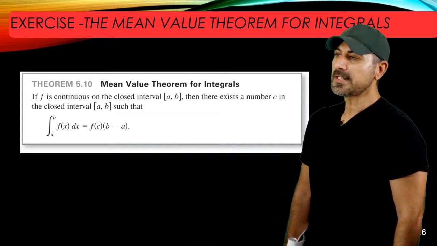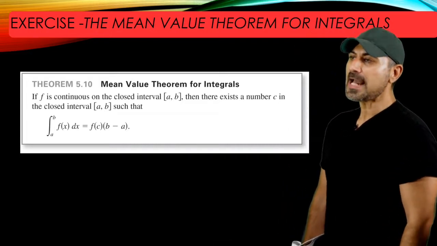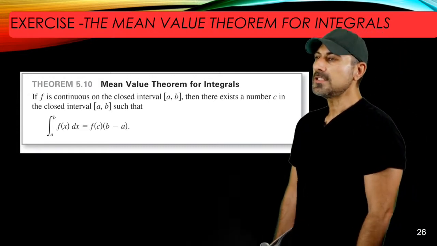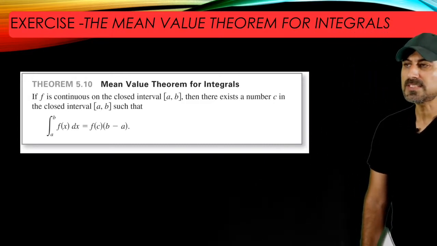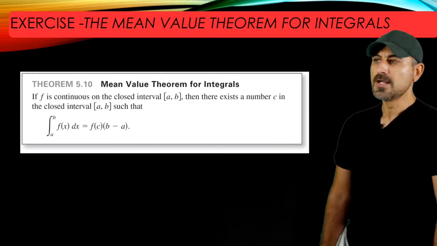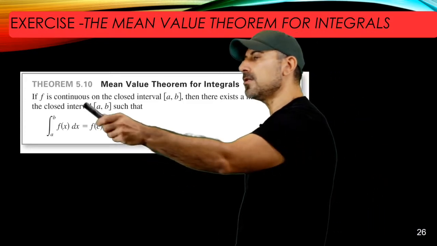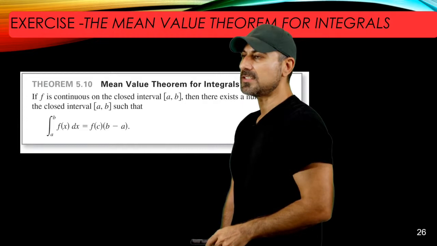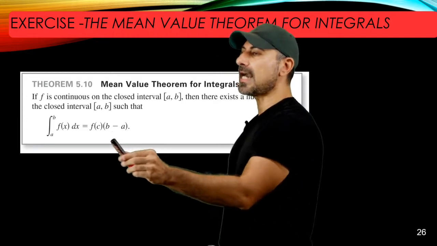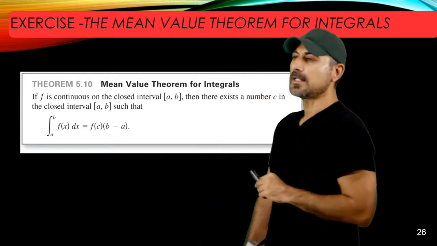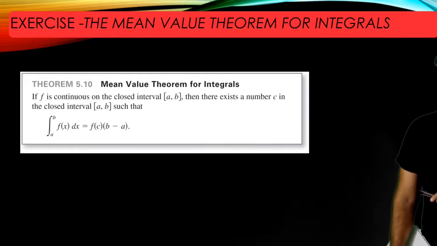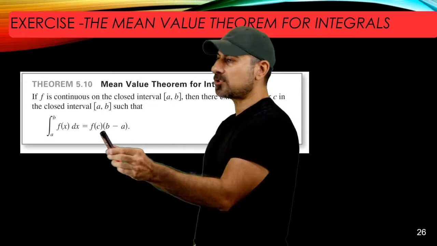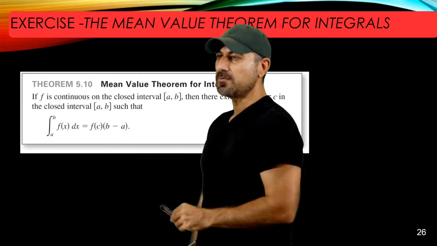All right, here's a statement of the mean value theorem for integrals. If you start with a continuous function f on the closed interval a and b, then it's guaranteed that there exists a number c in between a and b such that the value of this integral, the integral from a to b of f of x dx, is exactly equal to f evaluated at c times the difference between the end points.